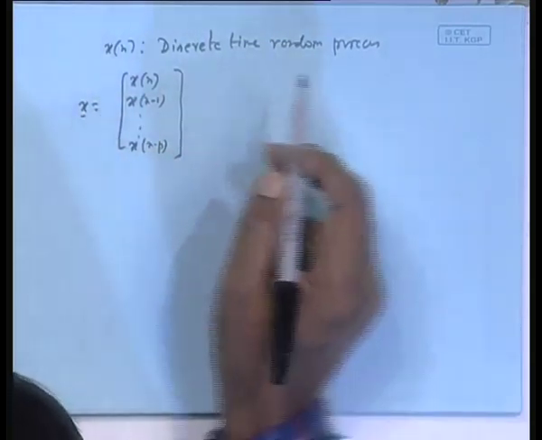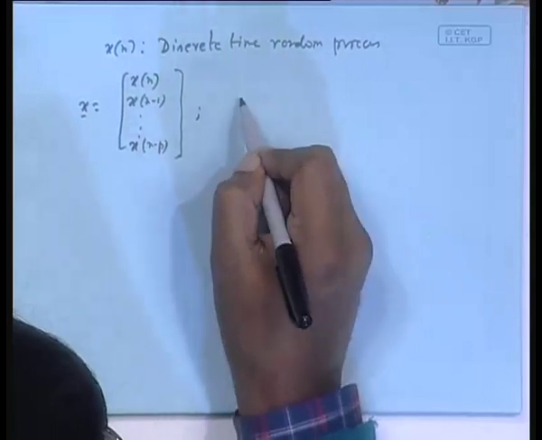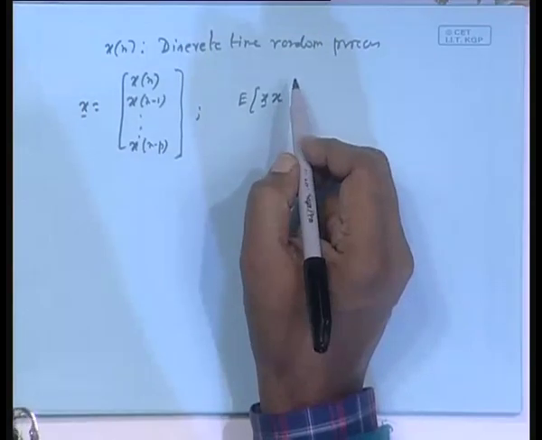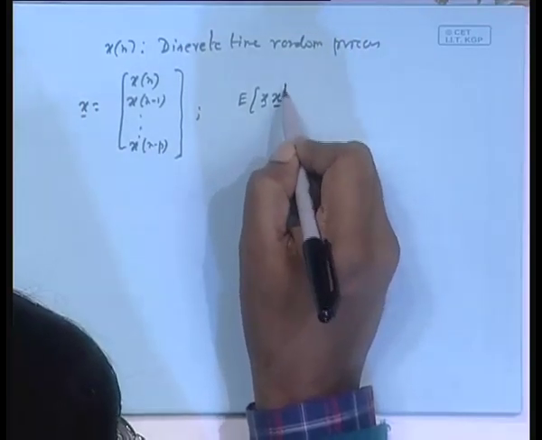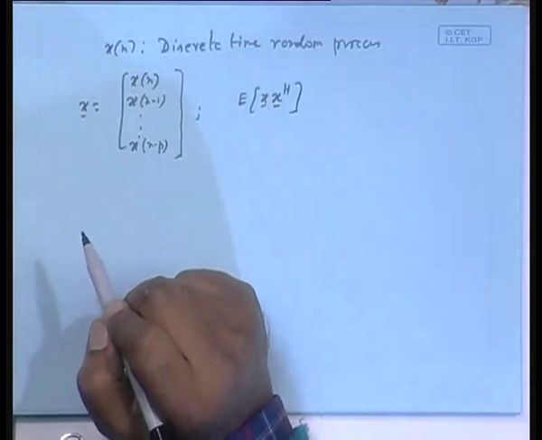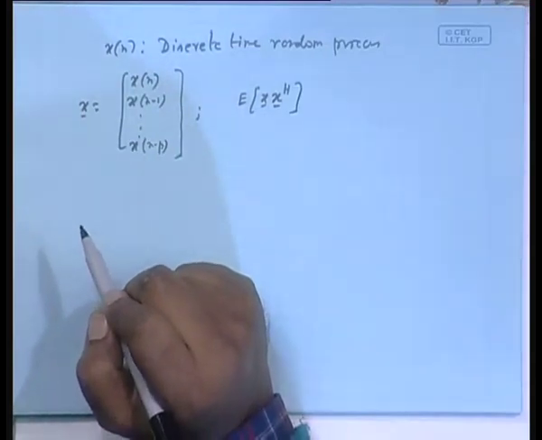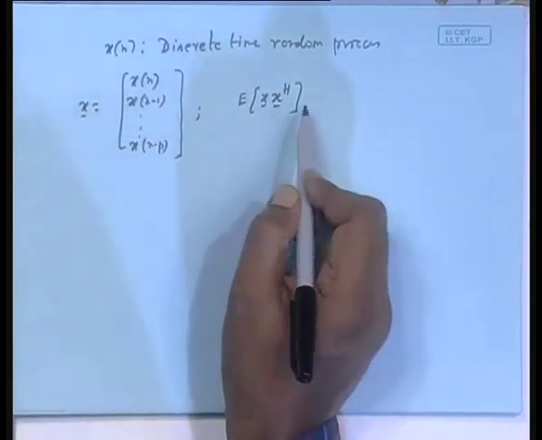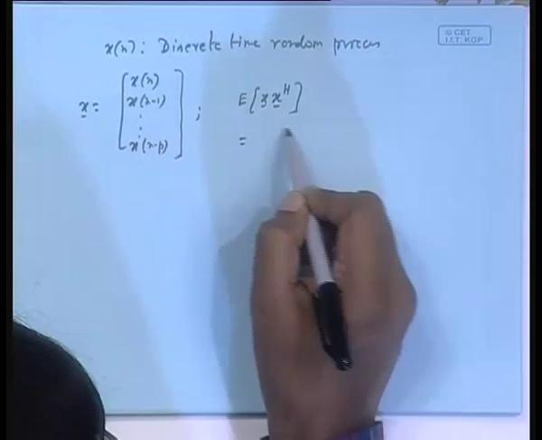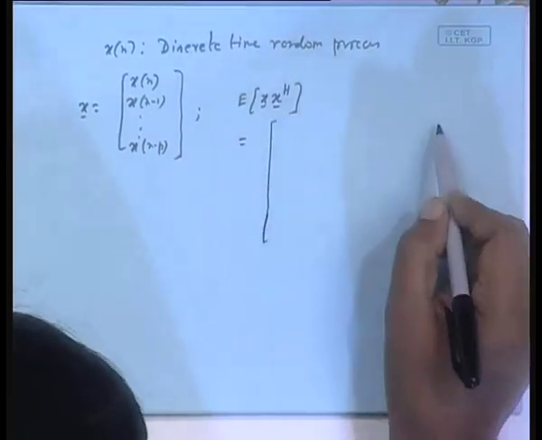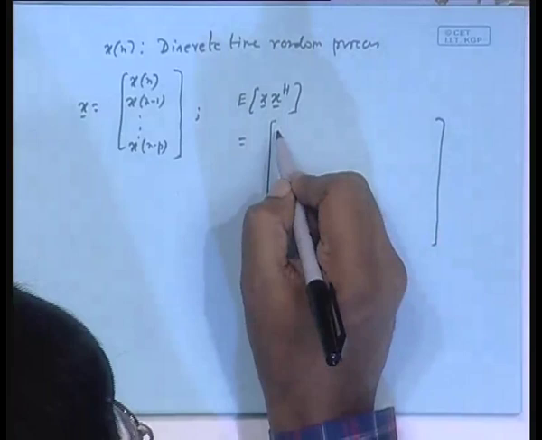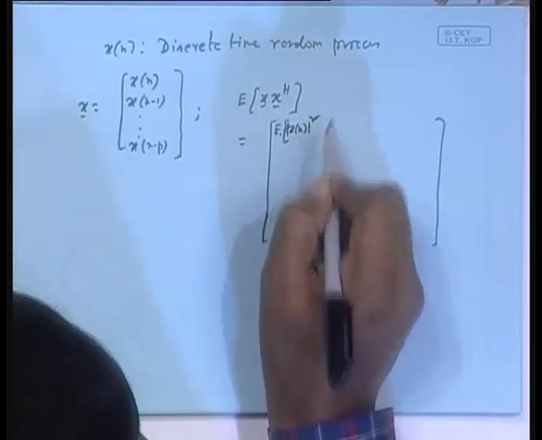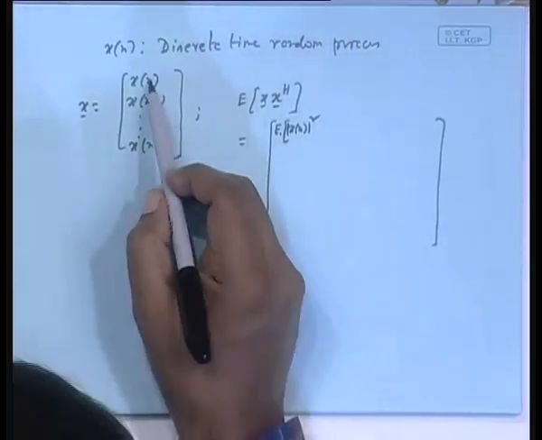If I take E of x and x Hermitian, this will be a correlation matrix. And if the mean of these samples is 0, then it will be the covariance matrix also. What will it look like? Now I write it in expanded form. The first one will be mod xn square, isn't it? Xn into xn.